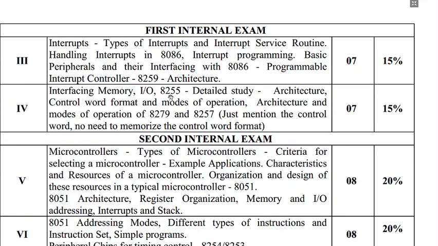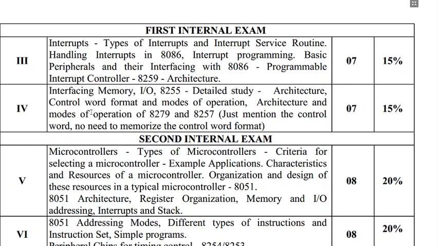Module 3 is about interrupt processing, and how we can use the 8259, the programmable interrupt controller, to segregate interrupts within your computer system and interface it with 8086. That is covered in the third module.